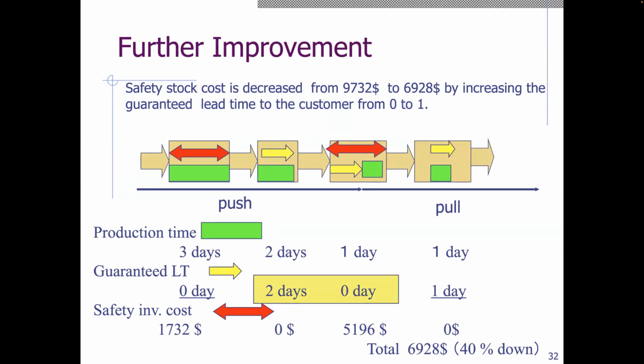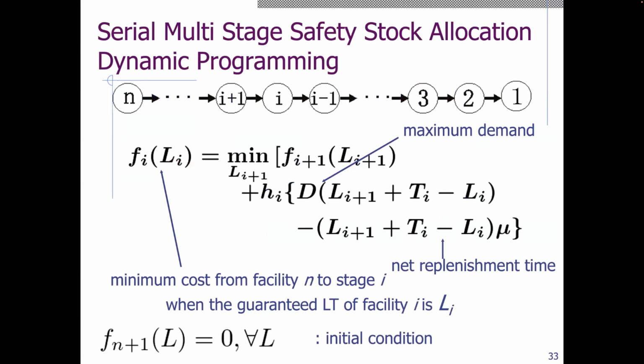Next, I'll show you several algorithms for solving the safety stock allocation problem. First, we consider a dynamic programming algorithm for a special case, called the serial multi-stage model, because the general case is too complicated to discuss here. Our serial SC system is composed of n facilities. Facility 1 is the demand point, Facility 2 supplies 1, 3 supplies 2, and finally Facility n supplies Facility n-1. We assume the supplier of Facility n, denoted by n+1, has enough inventory, i.e., no stockout.